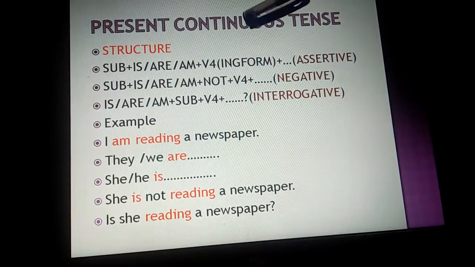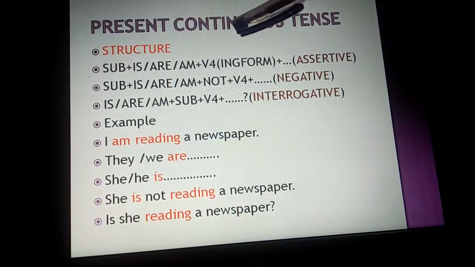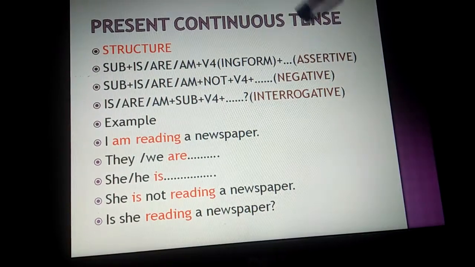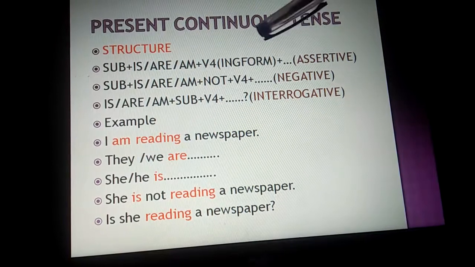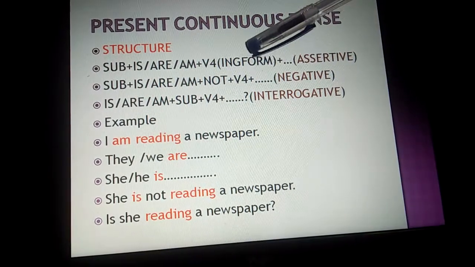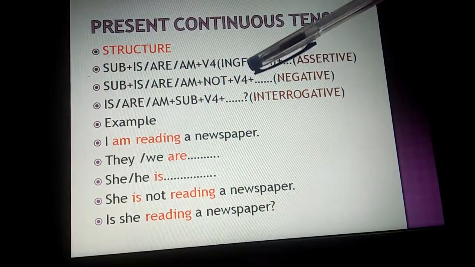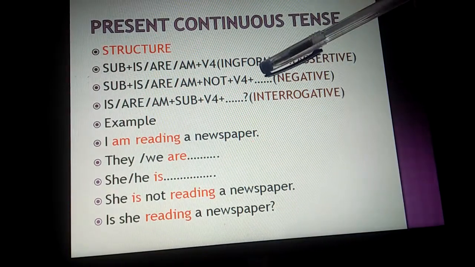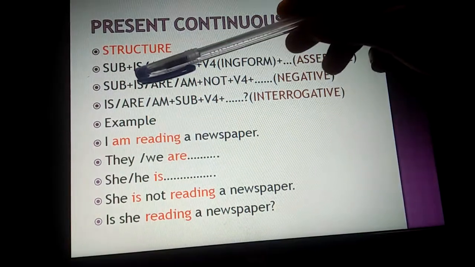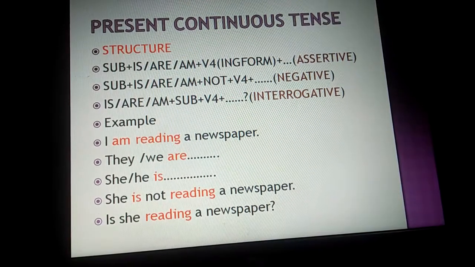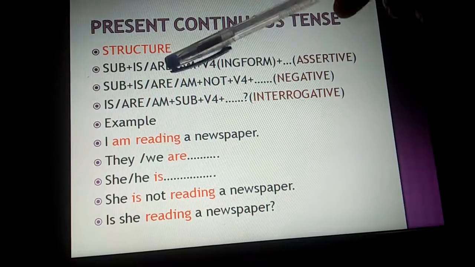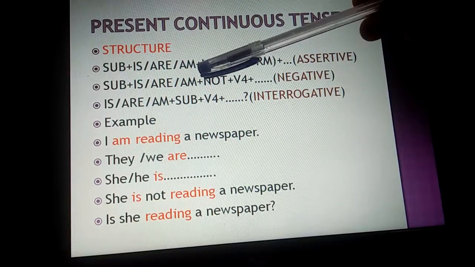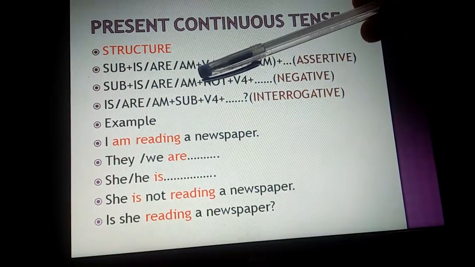And what is the structure that you have to learn? Subject. Now in order to distinguish between present continuous, past continuous and future continuous, there are certain helping verbs that we have to write down before the ing form of the verb. In present continuous tense, we use these three helping verbs: is, are and am. Is is used with singular subject, are is used with plural subject, am is used with I. You have to learn all these.